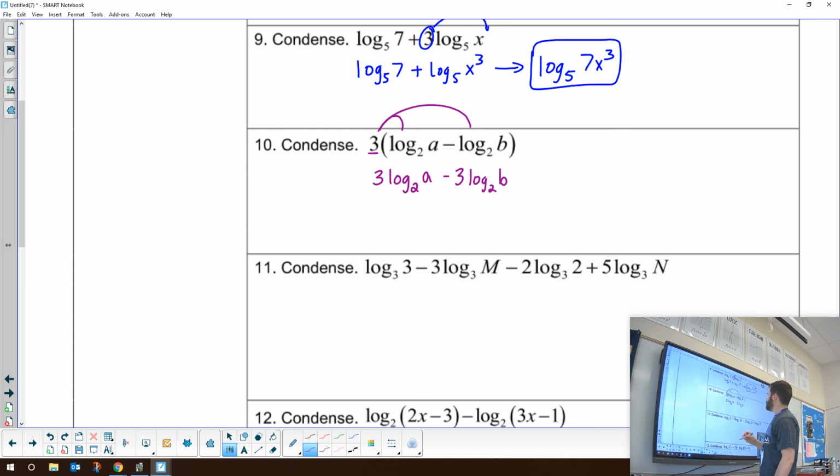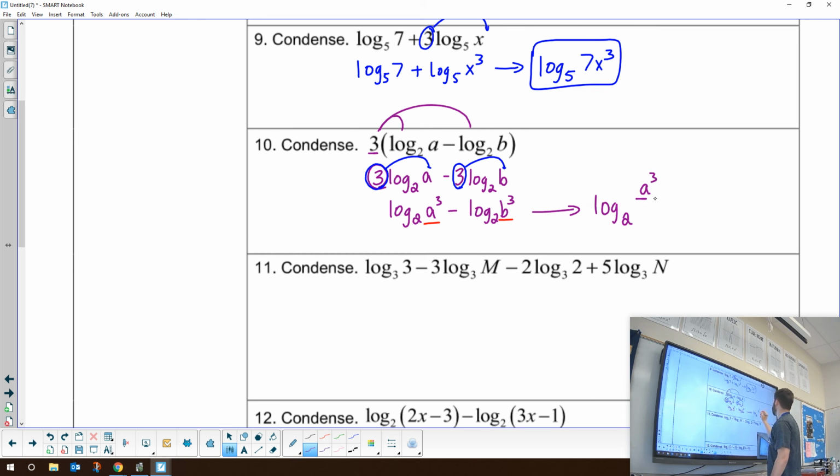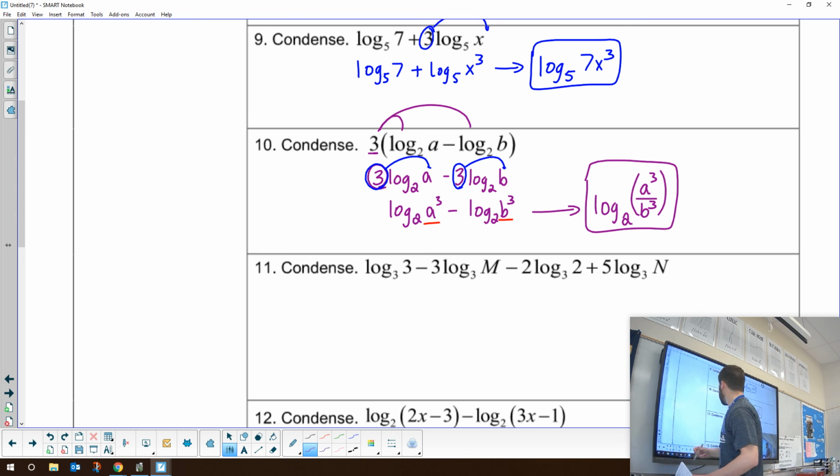All right, and so now I can rewrite this. We're going to take this 3, put it up here. Take this 3, put it up here. So we have our two things. We're going to have log base 2 of a to the third minus log base 2 of b to the third. And now I can rewrite this. We are subtracting, so we're going to divide my two values. My two values are a cubed and b cubed. So we're going to rewrite this as log base 2 of a cubed divided by b cubed. All right, so there we go. Good job.